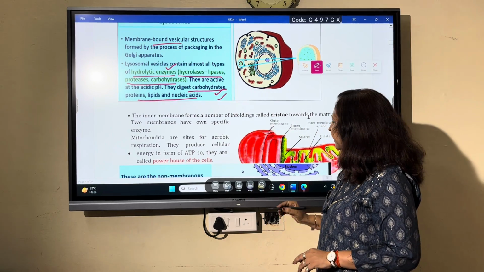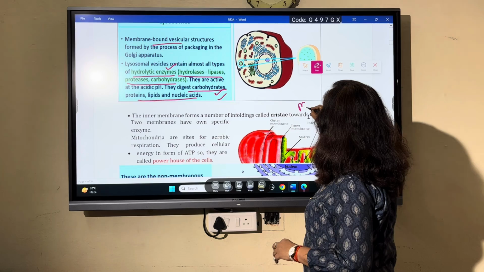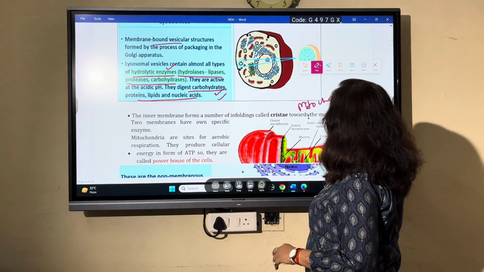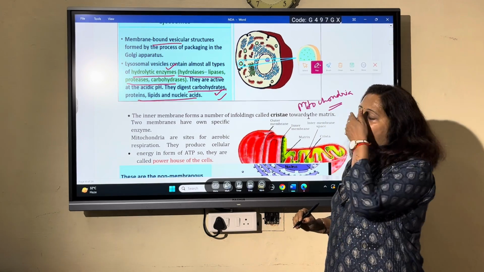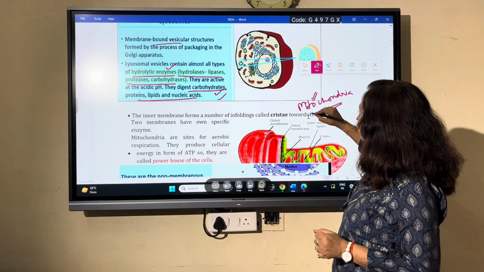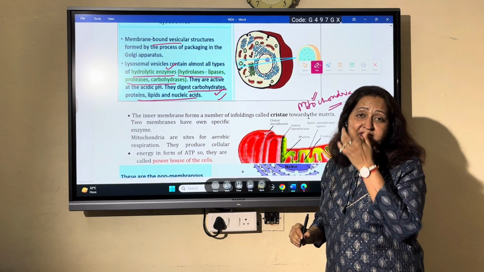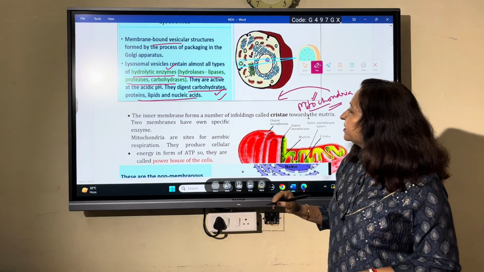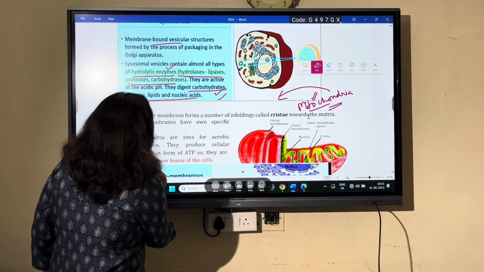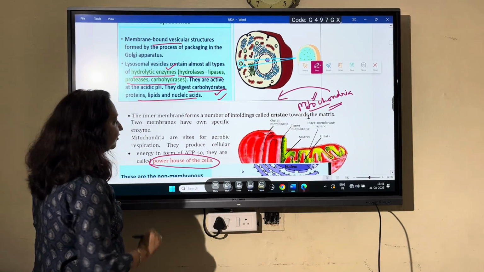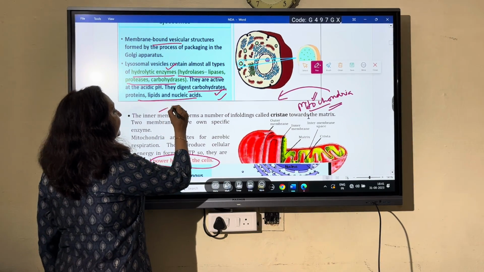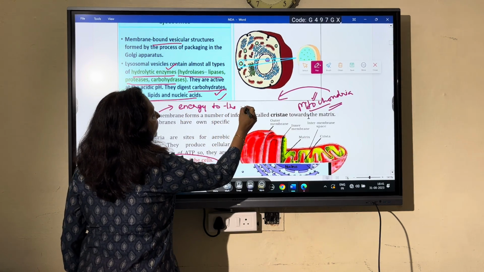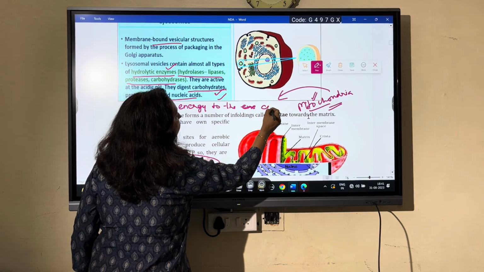Now next important is the mitochondria. Mitochondria is the most important cell organelle. Why is it important? Because questions come from mitochondria in most of the competitive exams. Why is it the most important cell organelle? Because it is known as the powerhouse of the cell. Why is it known as the powerhouse of the cell? Because it is providing energy to the cell.